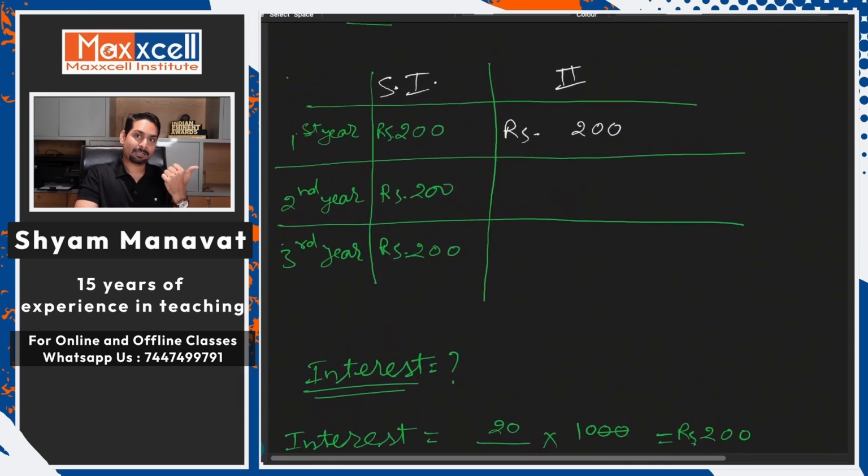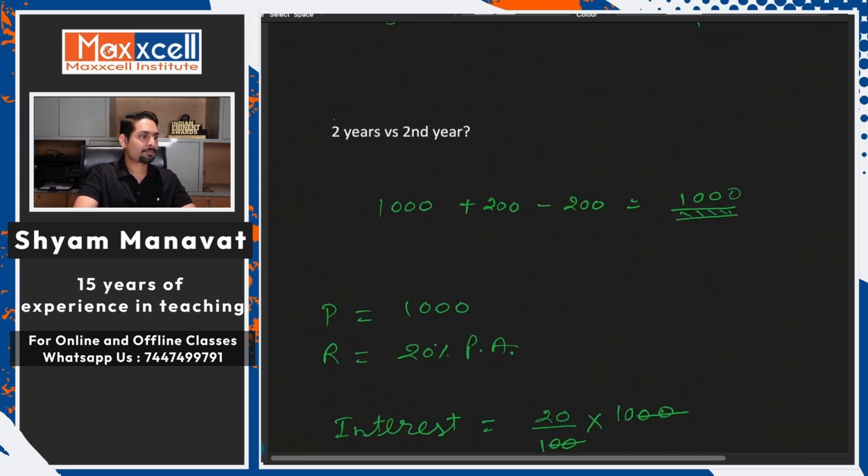Now, in case 1, I used to withdraw the interest generated in that particular year, and because of that, the bank used to have again only 1000 rupees from my side. In the second case, I am not withdrawing the interest which is generated. Hear it out again.